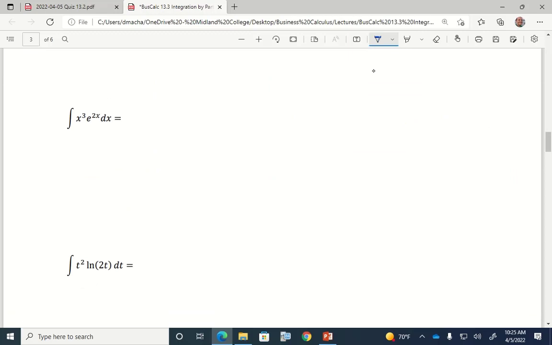Antiderivative of x cubed e to the 2x. So we make a little table: plus, minus, plus, minus. And in the first column, let me choose my first part to be e to the 2x and my second part to be x cubed. So then if I take the derivative of e to the 2x several times, I'm going to get 2e to the 2x, then 4e to the 2x, and then 8e to the 2x.